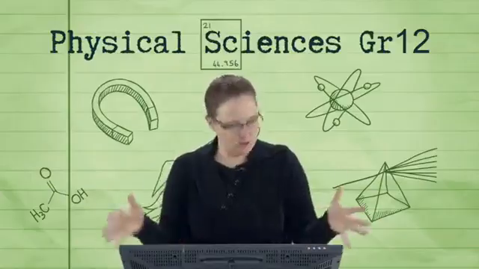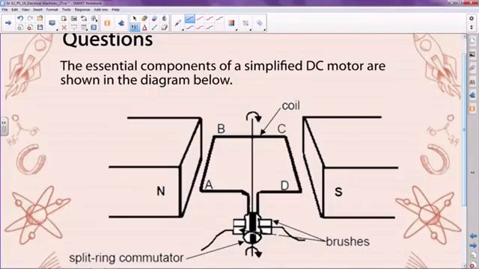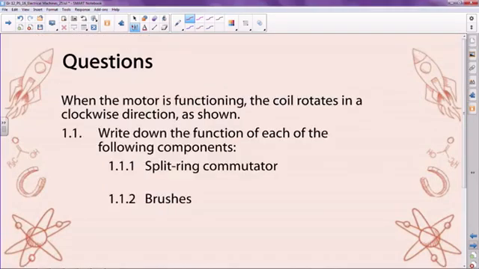Okay, so here we have our question, and we're going to look at a motor. It says the essential components of a simplified DC motor are shown in the diagram. So we have a split ring commutator, we have brushes, and we have a coil. They're showing you the direction in which the coil's moving: the AB part goes up, the CD part comes down. Let's look at the first question: what are the functions of the split ring commutator and the brushes? I'm giving you a minute to answer this question, and your minute starts now.